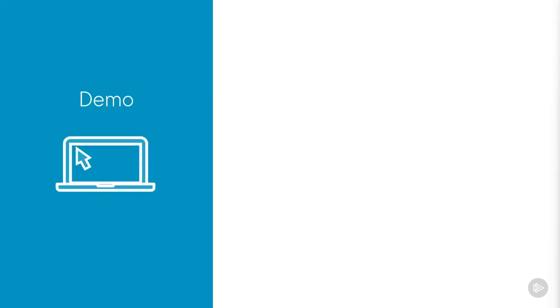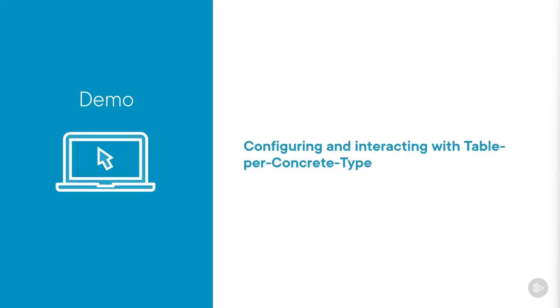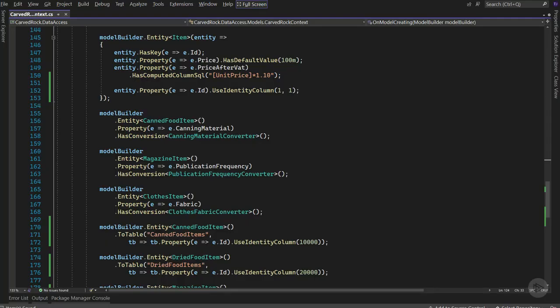In this demo, we shall take a look at how we can configure and interact with the table per concrete type strategy. We're now back inside Visual Studio and we're looking at the Carved Rock database context where we are configuring the item entity. Remember that in order to use the table per hierarchy strategy, we didn't need to do anything. EF Core would simply default to using it.